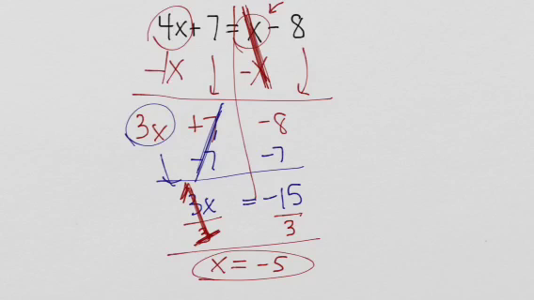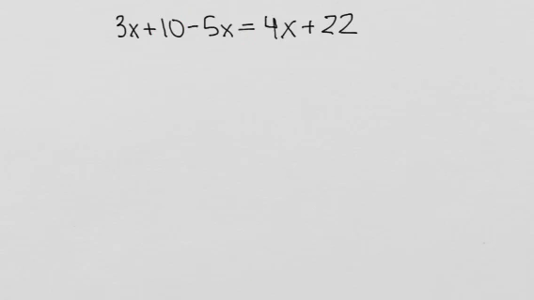All right, let's try one more. A little bit trickier one. It's got a little bit of everything in it. All right, so still the same step. Split it down the middle. All right, parentheses is step 2, and we don't have any of those.